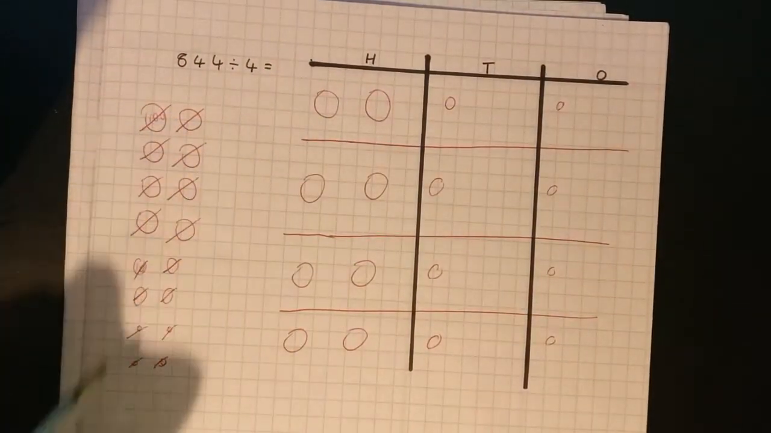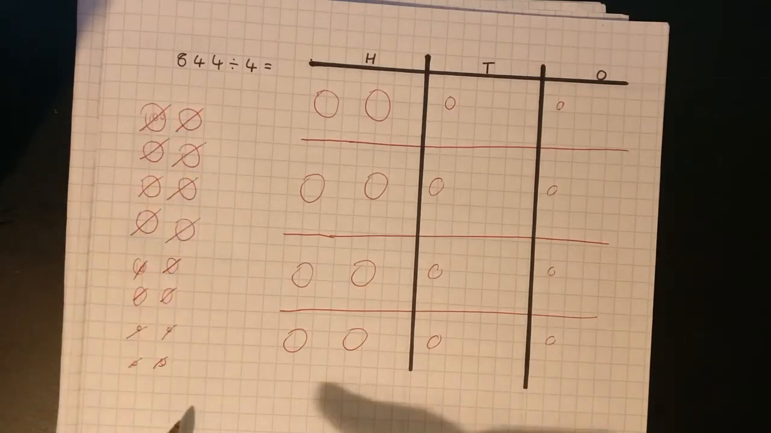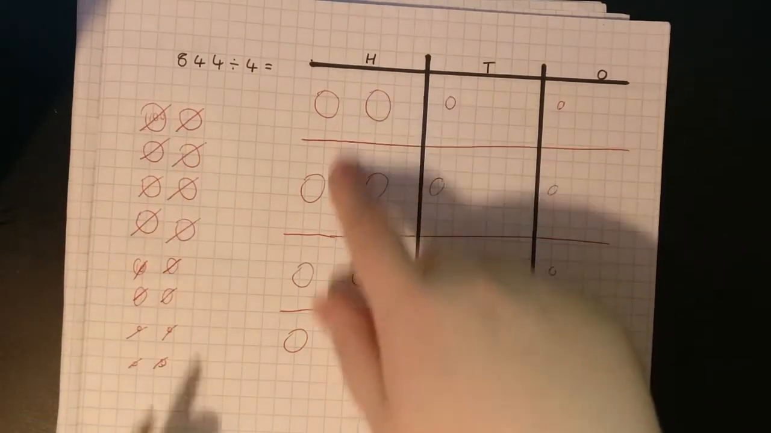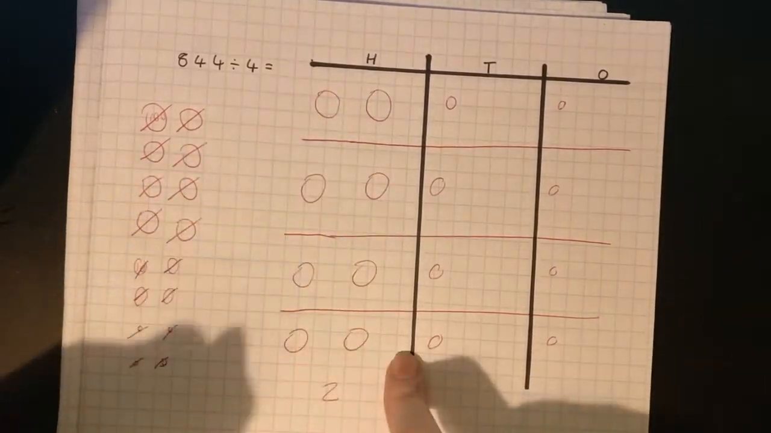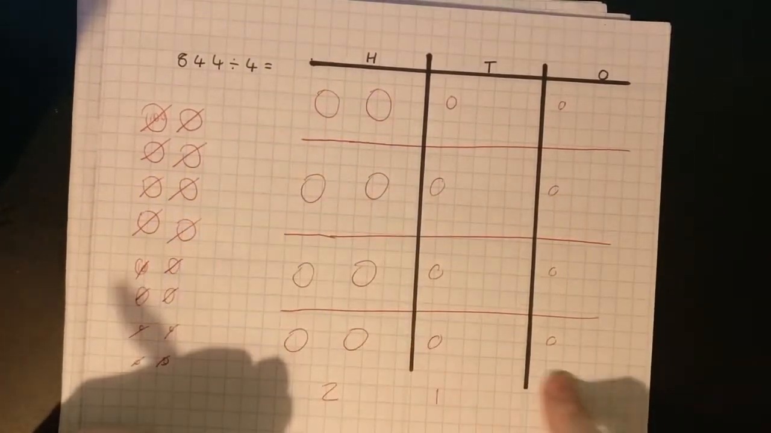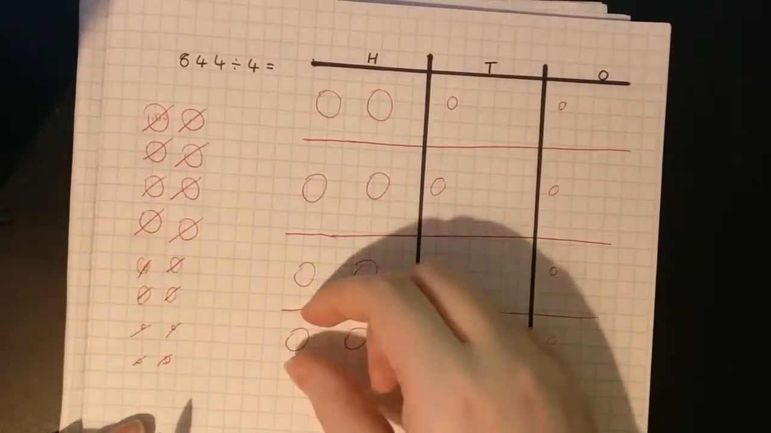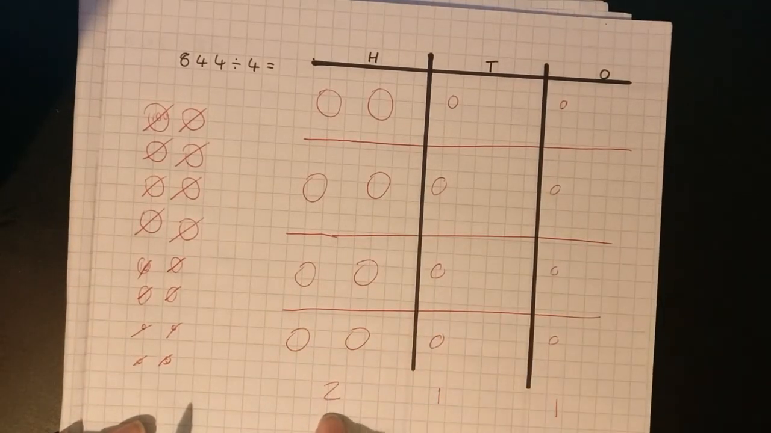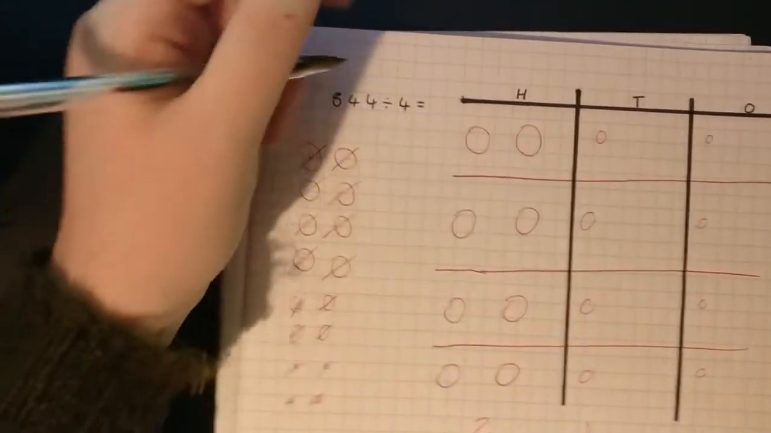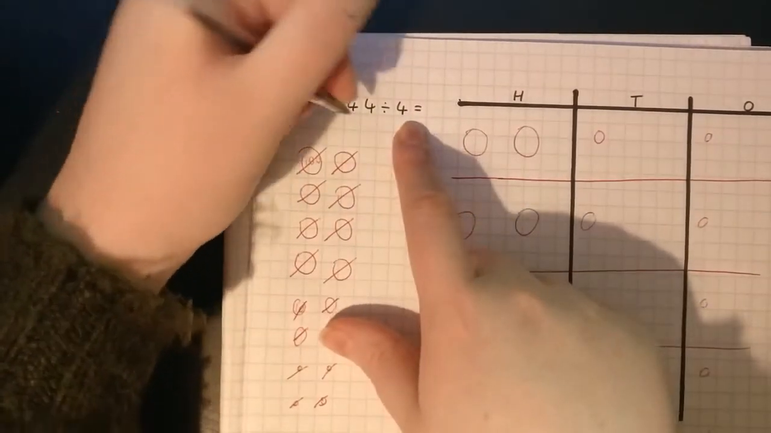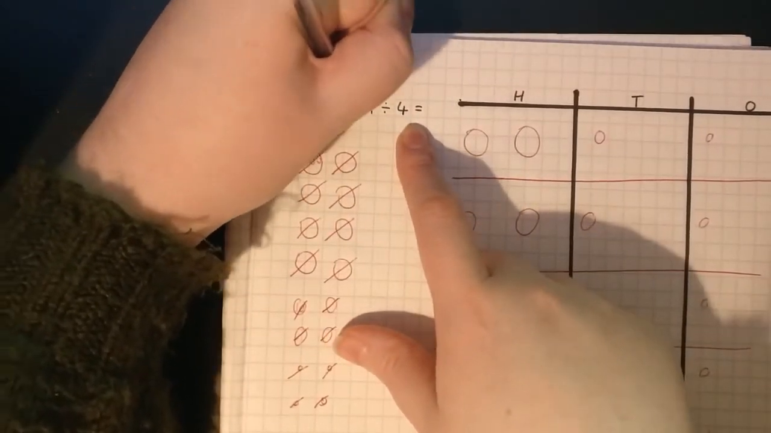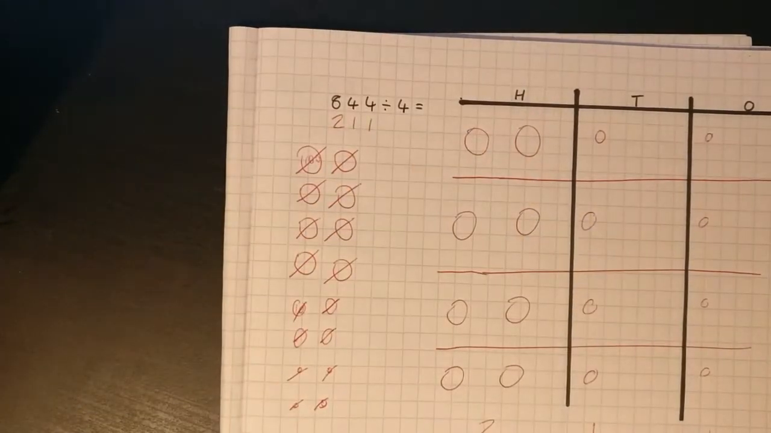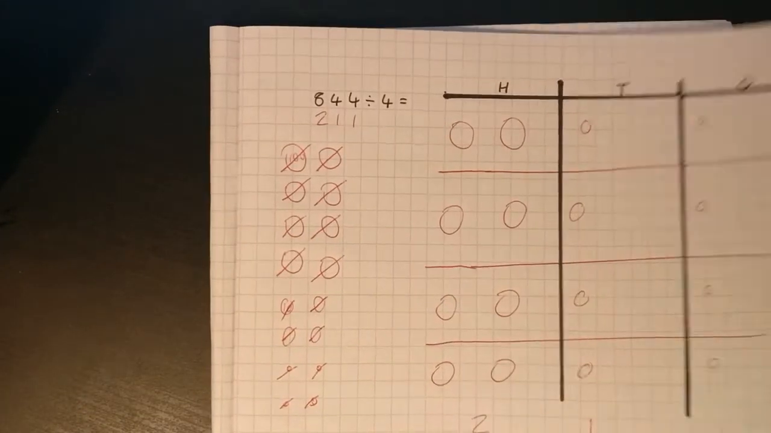Okay, I've shared them all out. I don't have any remainders because I can see they've shared equally. We have 2 hundreds, 1 ten and 1 one in each row. So our answer is 211. So 844 divided by 4 is equal to 211. Let's have a look at our next question.